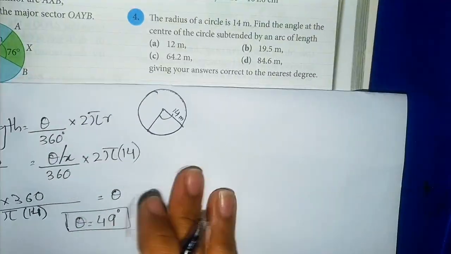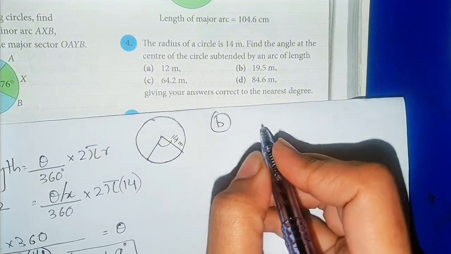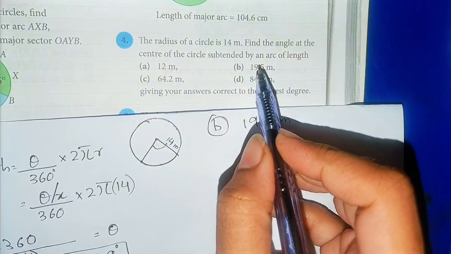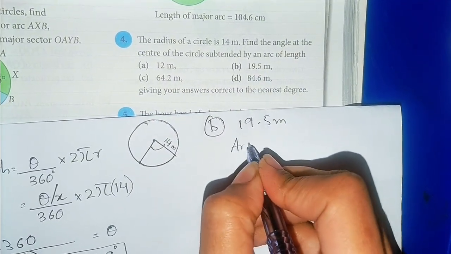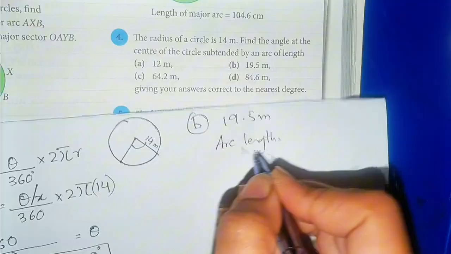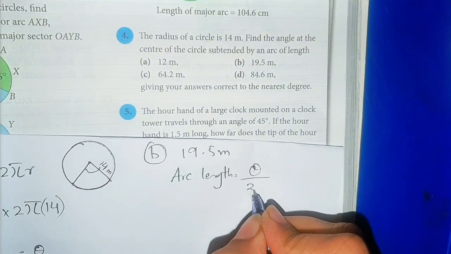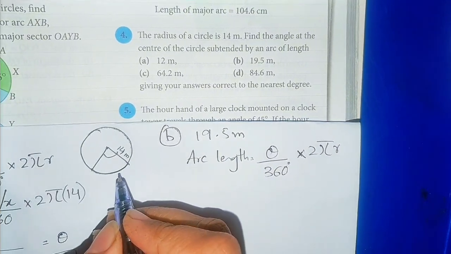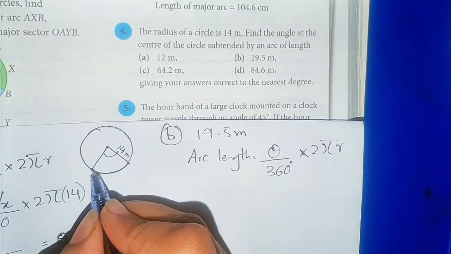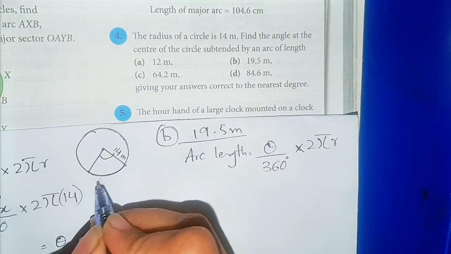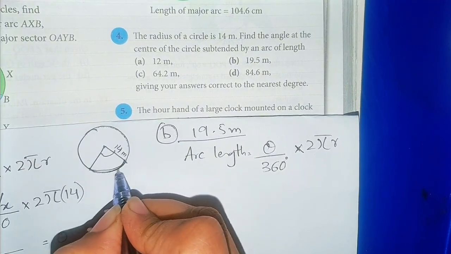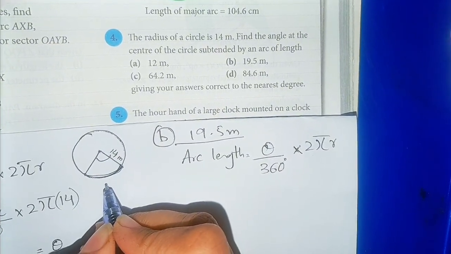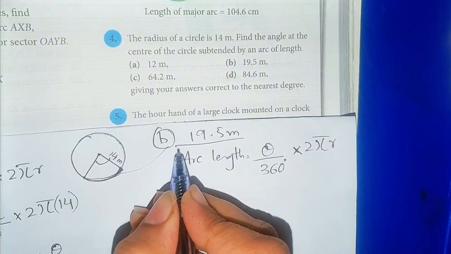Now part B. Part B is 19.5 meters, our arc length given. Okay, so arc length is equal to theta upon 360, this is our main formula that we have to use, times 2 pi r. See, I haven't written 12 over here. In the last question the arc length was 12 and now the arc length is 19.5. The radius will remain the same in all the questions, 14, but the arc length is changing.